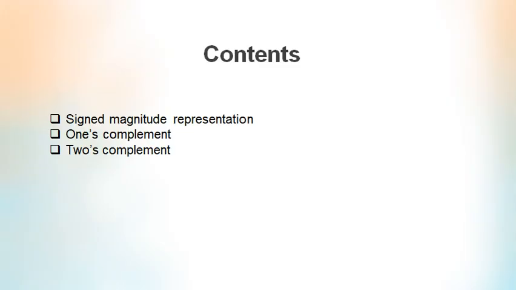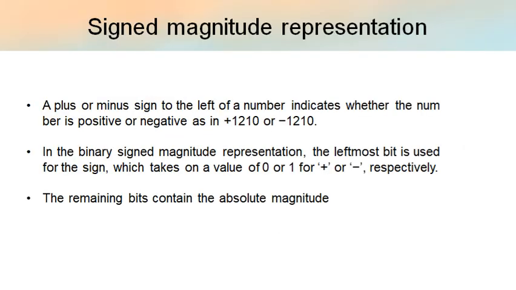Today I will be going through these contents: signed magnitude representation of binary numbers, 1's complement and 2's complement. What do you mean by signed magnitude representation of a number? We are all familiar with the signed magnitude representation of decimal numbers using the positive sign and negative sign. A plus or minus sign to the left of the number indicates whether the number is positive or negative. For example, plus 12 indicates a positive number, and minus 12 indicates a negative number.